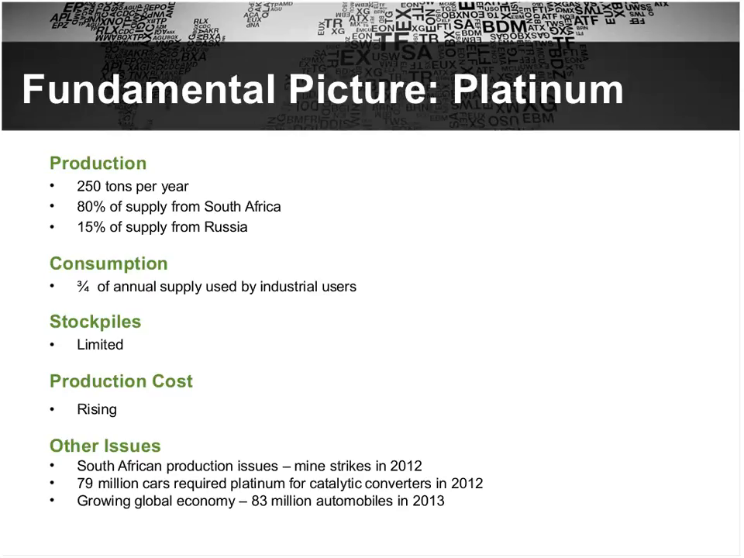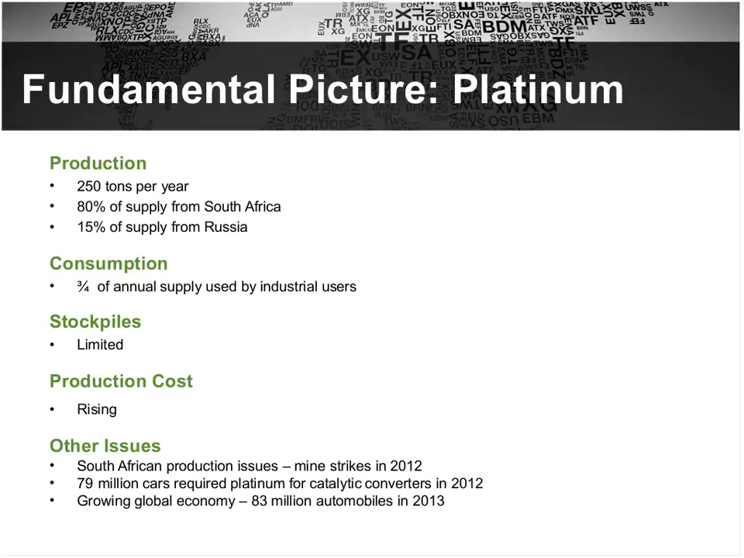As far as consumption is concerned, 3/4 of annual mine supply is used by industrial users, mainly for the production of automobile catalytic converters. Now, there are also some uses for fiberglass manufacturing, oil cracking catalysts, and some other uses because platinum withstands very high heat. But the vast majority, and the price is really determined by consumption by the automobile catalytic converter sector.